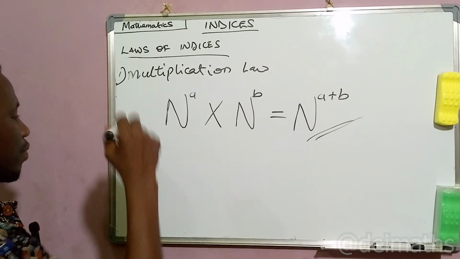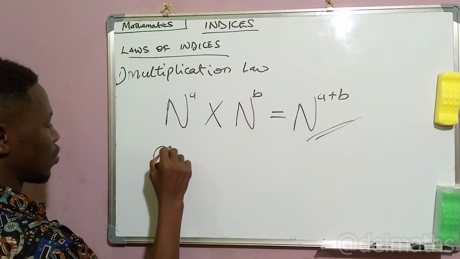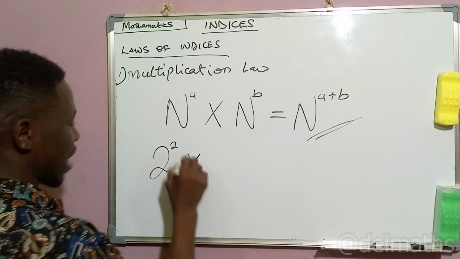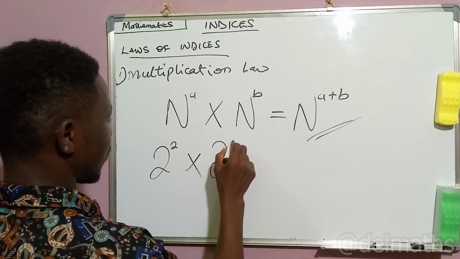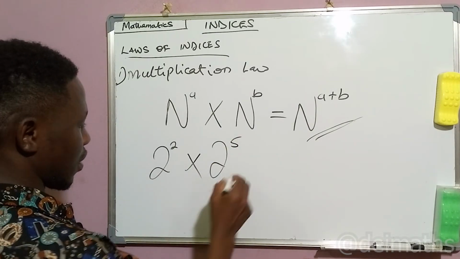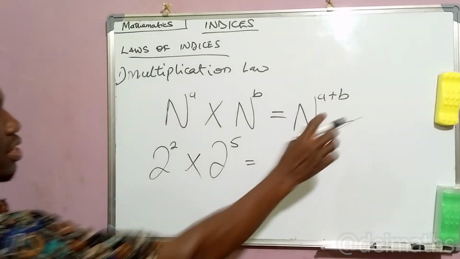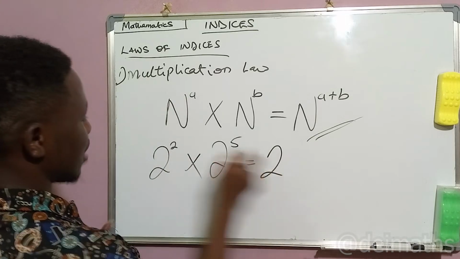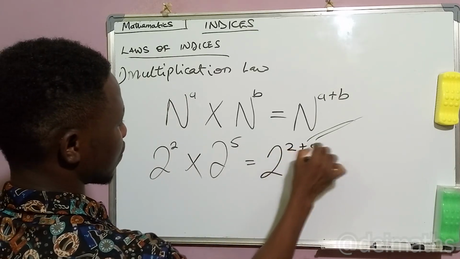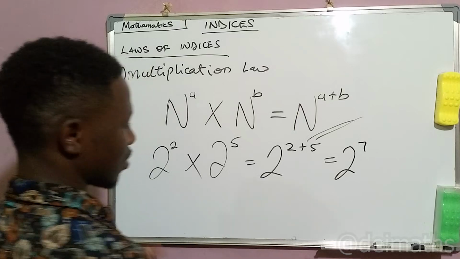We have 2 raised to power 2 times 2 raised to power 5 equals to. Using this law, we bring the base, then we add the powers, 2 plus 5, which is equals to 2 raised to power 7.